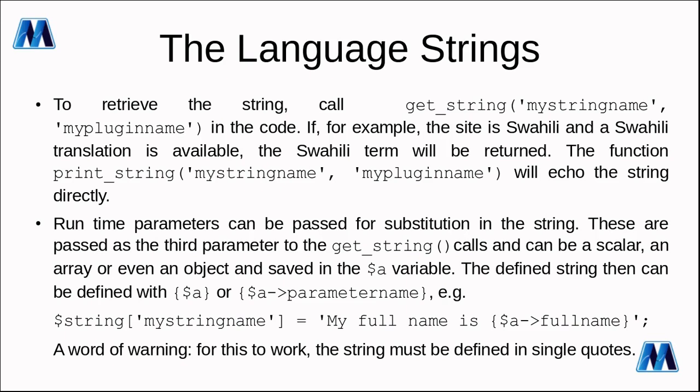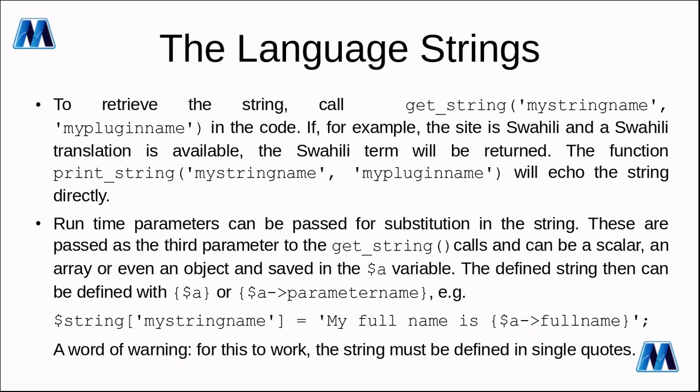The function print_string will just echo the string directly. So get_string into a variable, print_string, echo it directly. Runtime parameters can be passed for substitution in the string, and they are passed as a third parameter to the get_string or print_string calls. It can be a scalar, an array, even an object, and it is normally referred to as the $a variable.